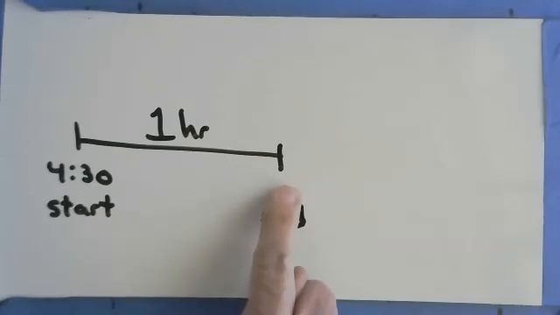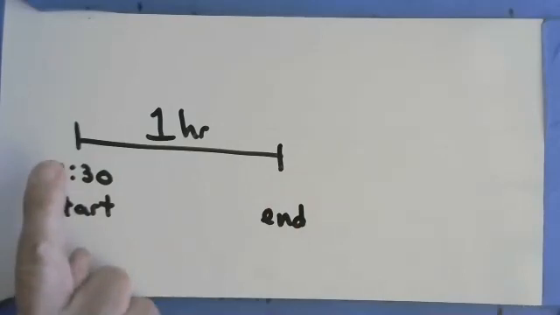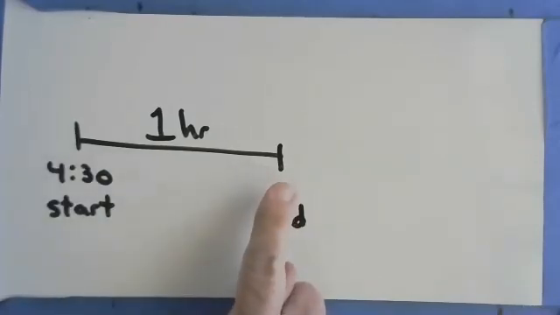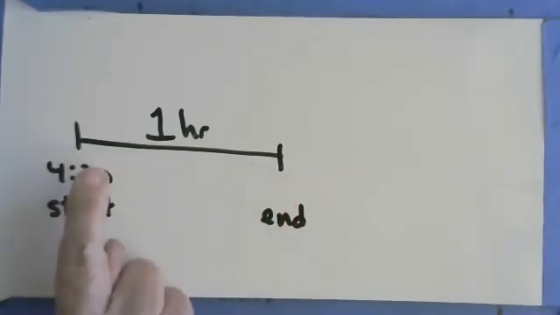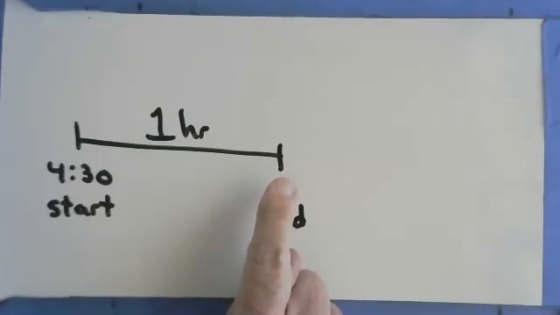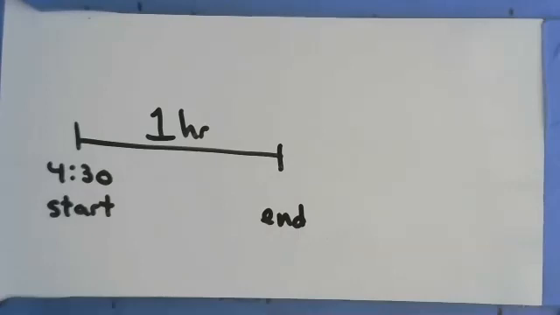We don't need a clock face to try to make a clear picture. I think this structure really shows what's going on. We start at 4:30, we go for an hour. If they ask us what time did he take it out, we can easily calculate it out to 5:30.